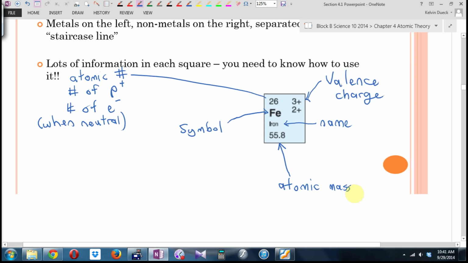Mr. Dueck? Yeah. Why 55.8? Why not 56? Well, we rounded to 56. It turns out, don't write this down, but I'm a nerd, I have to tell you, that's actually the average atomic mass. Some atoms of iron weigh a bit more, some atoms of iron weigh a bit less, and that's where radioactivity comes in. Because when atoms are radioactive, one of the ways that they become radioactive is they don't get rid of protons, they don't get rid of electrons. Okay, what's left?